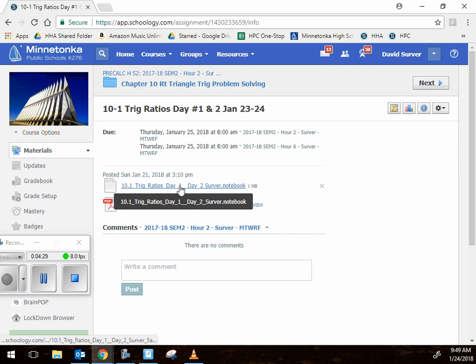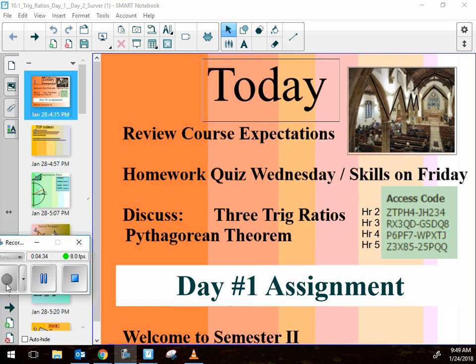And I'm going to open up that one right there. You're going to open up this one. I'll pause while they open. Okay, so this is the right file. Does yours look the same? Your first slide look like that?